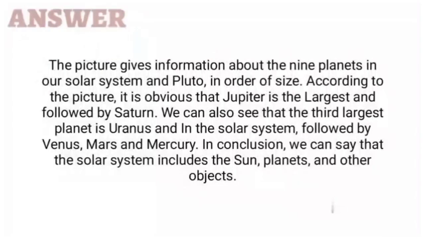The picture gives information about the 9 planets in our solar system, and Pluto, in order of size. According to the picture, it is obvious that Jupiter is the largest, and followed by Saturn. We can also see that the third largest planet is Uranus, and in the solar system, followed by Venus, Mars, and Mercury. In conclusion, we can say that the solar system includes the Sun, planets, and other objects.